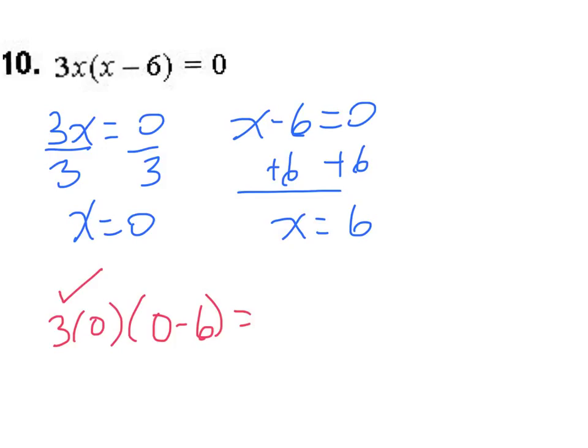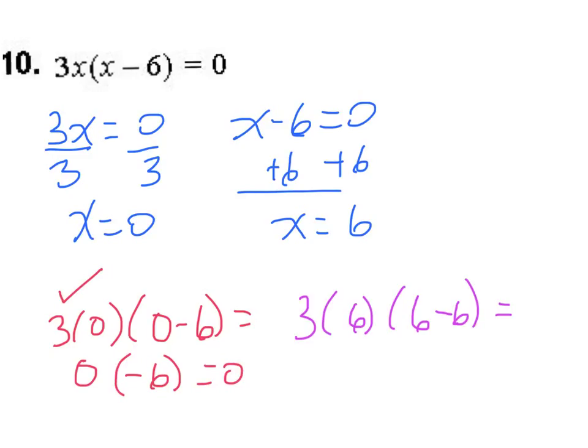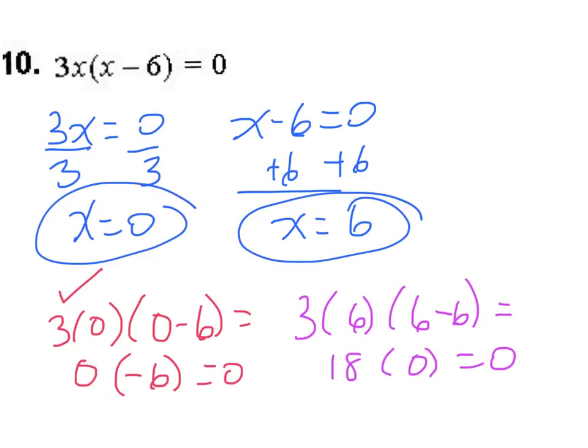Yeah, this would be a nice one to check on. 3 times 0, substituting 0 in for x, would be 0, times negative 6 is 0. It worked. I'm going to try it with the 6 as well. 3 times 6 is 18, but 6 minus 6 is 0, so 18 times 0 is 0. So we just confirmed our two solutions are 0 and 6.